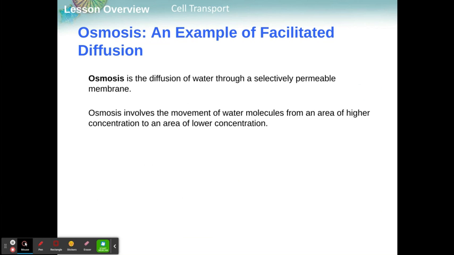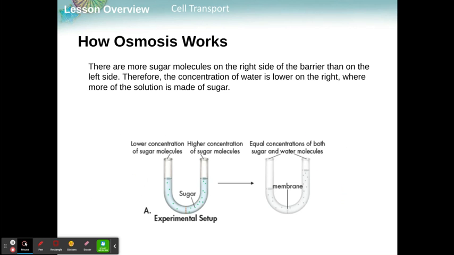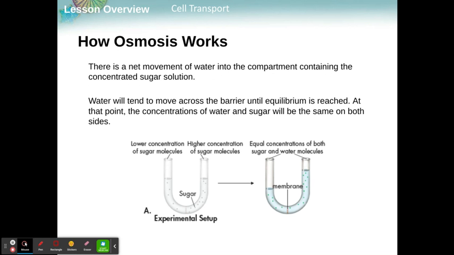Now, osmosis is the diffusion of water through a selectively permeable membrane, and it moves water from an area of higher concentration to lower concentration. Now, we have this example of sugar water, okay, and we have this imaginary membrane right here. Water can pass through the barrier, but sugar cannot. Okay, now the ending result is that we have an equal amount of water by volume on either side of the membrane, but not sugar.